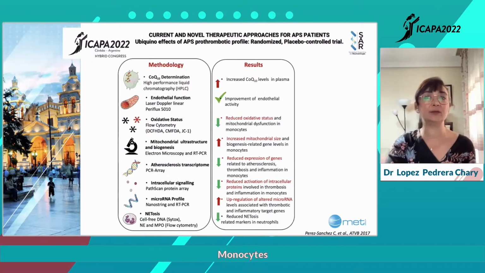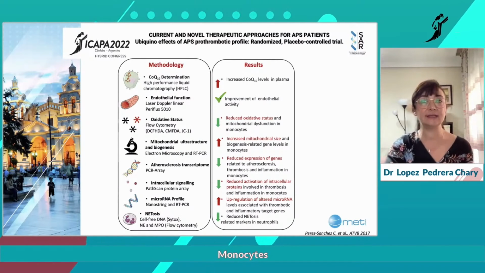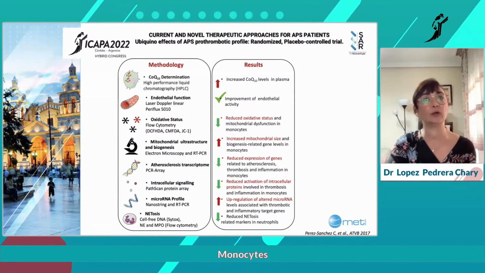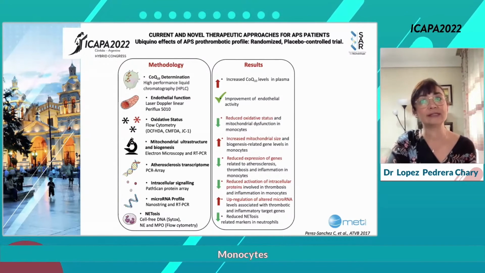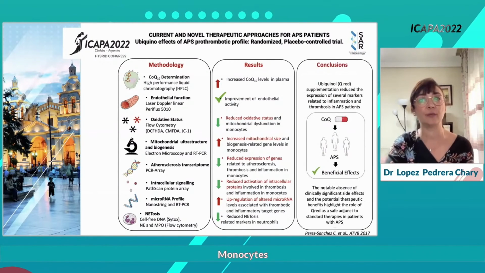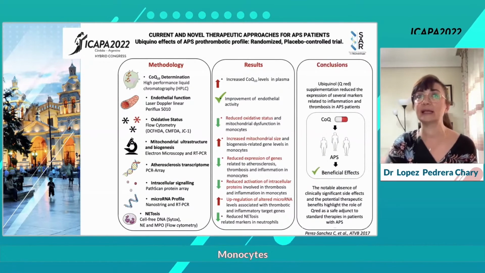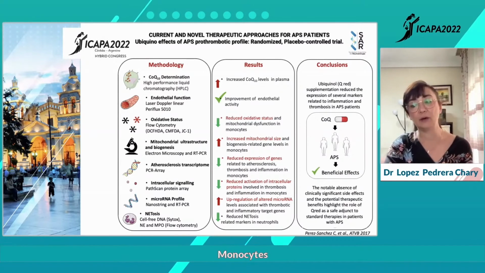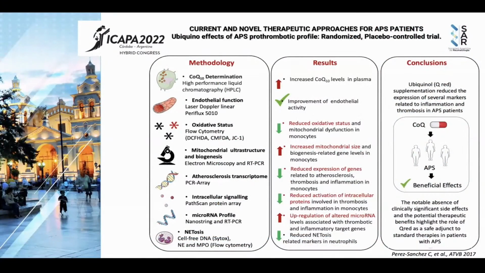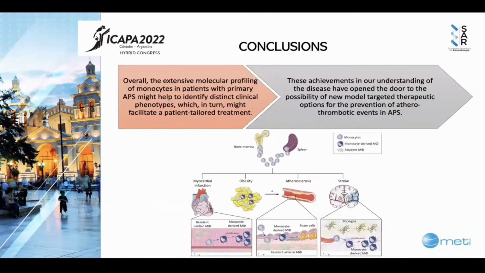Changes in several parameters related to inflammation, oxidative stress, endothelial activity, mitochondrial function, atherosclerosis, molecular signaling, and mitosis, along with regulatory microRNAs were assessed. The global results demonstrated the high potential of ubiquinol to modulate markers associated with thrombosis and cardiovascular disease in APS patients, highlighting its role as a safe adjunct to standard therapies in this autoimmune disorder. Because of the notable absence of clinically significant side effects and its potential therapeutic benefits, this study suggested that ubiquinol might act as a safe adjunct to standard therapy in patients with antiphospholipid syndrome.